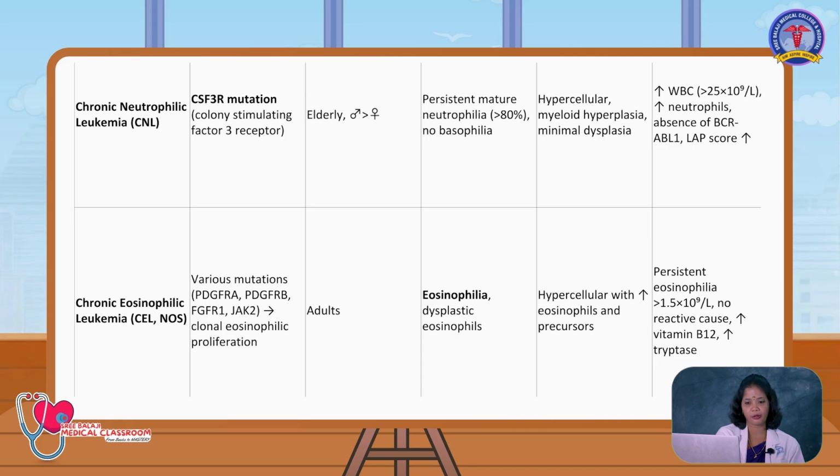Chronic eosinophilic leukemia occurs due to mutations in JAK2, PDGFRA and PDGFRB, and adults are more affected. Eosinophilia will be there, and dysplastic eosinophils will be there in the peripheral smear. The bone marrow is hypercellular, filled with eosinophils, and the eosinophil count will be more than 1.5. The absolute eosinophil count will be double the normal amount, and the vitamin B12 value and the tryptase value will also be increased.